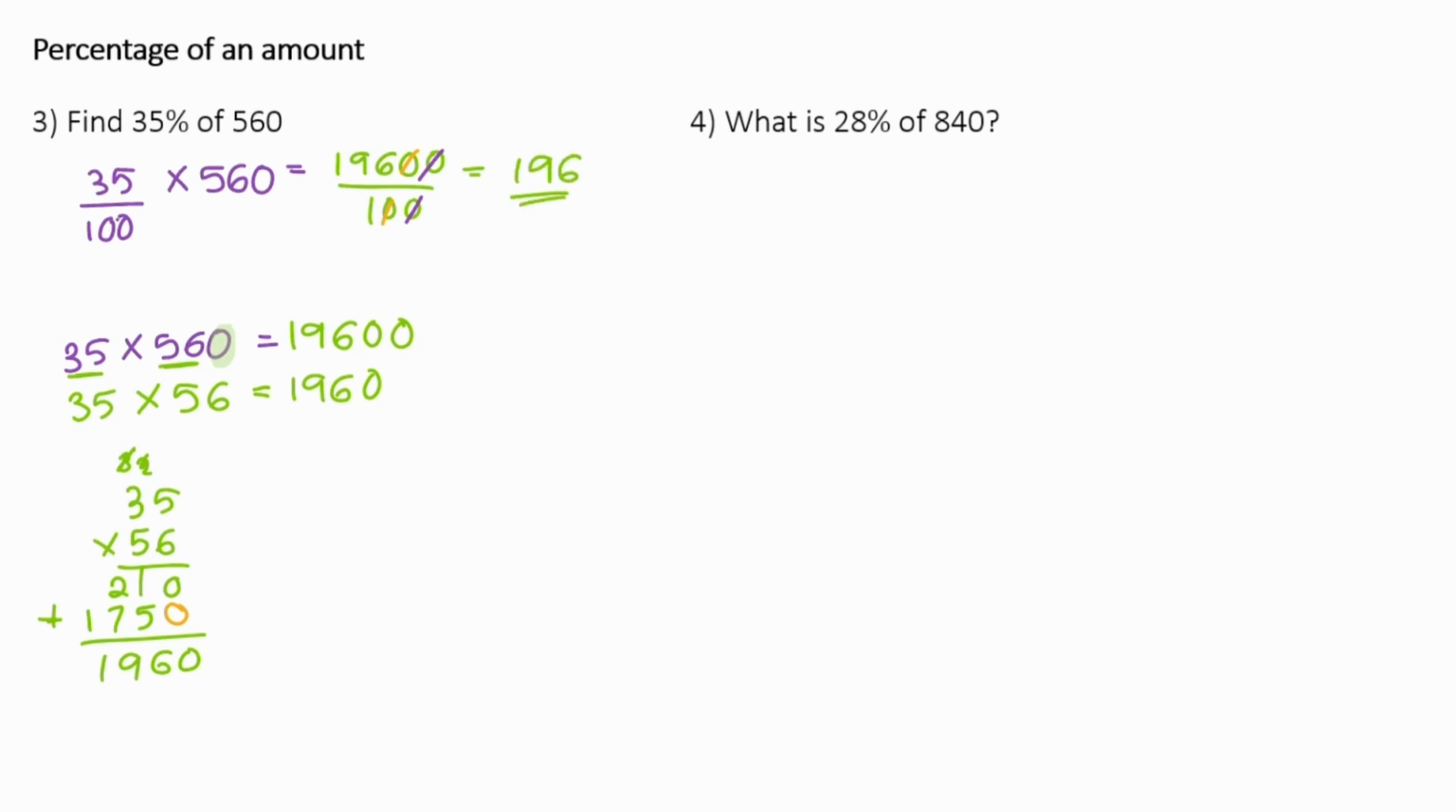For number 4, we are going to write this as 28 over 100 times 840. So I'm first going to multiply 28 times 840. So I'm going to write 28 and 84 into column method. 8 times 4 is 32. 4 times 2 is 8. Add 3 gives me 11.